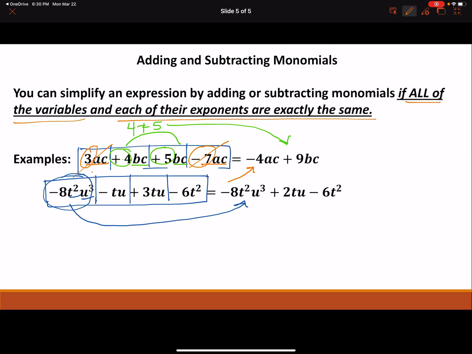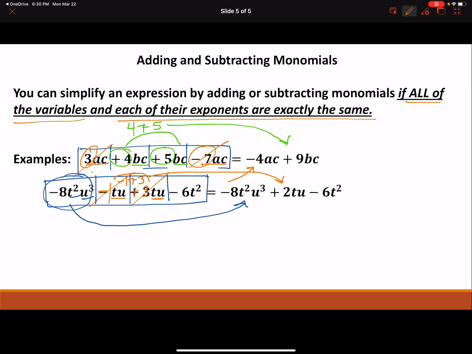The second one has a tu with a negative out in front. There's not a number, but if I needed to, I could replace it with a 1. That lets me look at it like a negative 1. The third term also has a tu, and it has a positive 3. So I'm going to put these two together, and I'm going to put negative 1 plus 3 in my calculator, and that's going to give me 2. And then I'm just going to put the tu with the 2. And it's a positive, so that's why I have a plus sign.